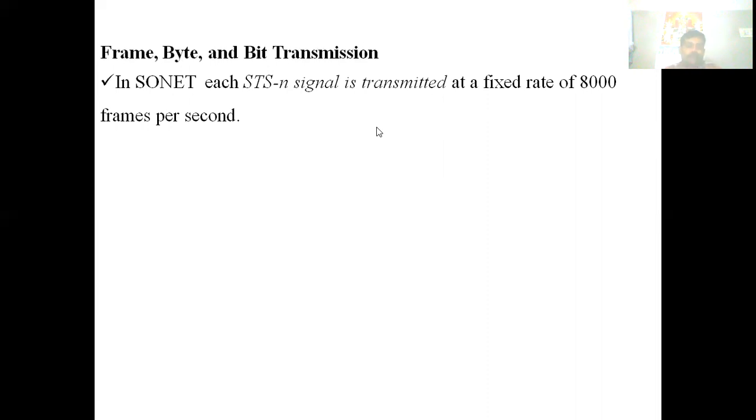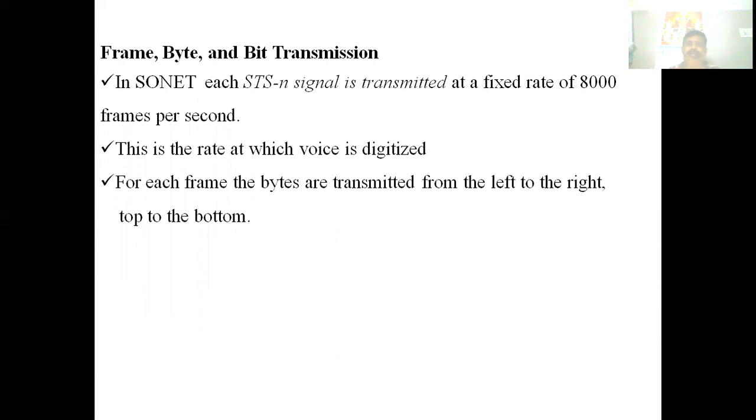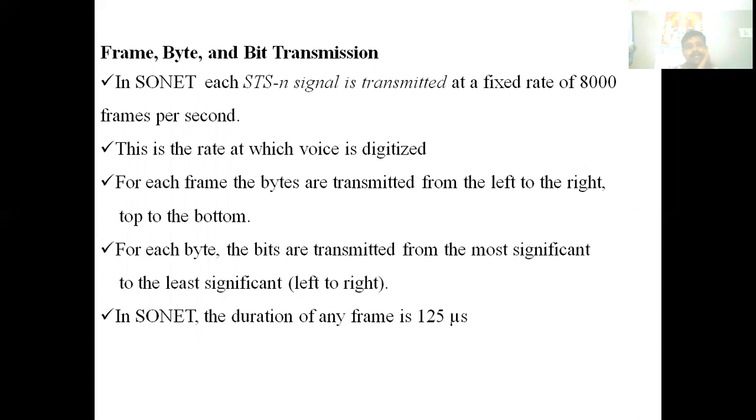So next one is frame, byte and bit transmission. The STS signal is transmitted at the rate of 8,000 frames per second. Bytes are transmitted left to right and then bottom to up. For bit transmission, the transmission is from most significant bit to least significant bit. What is the duration of a frame? The duration of a frame in SONET is 125 microseconds.